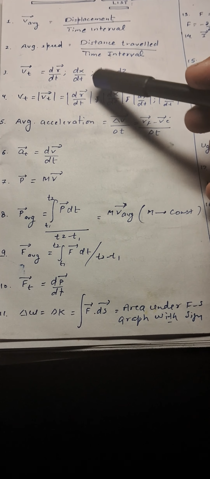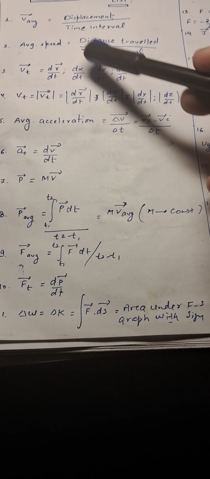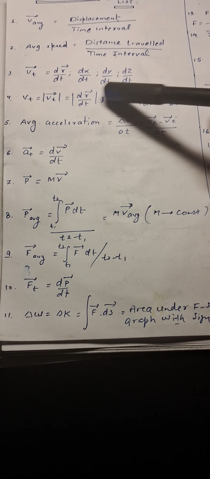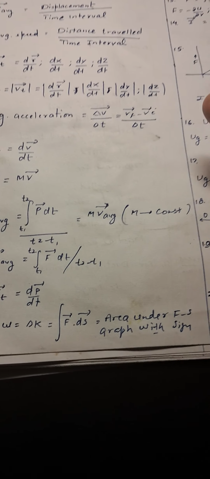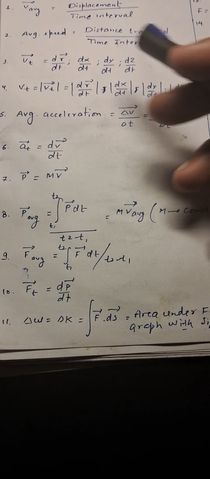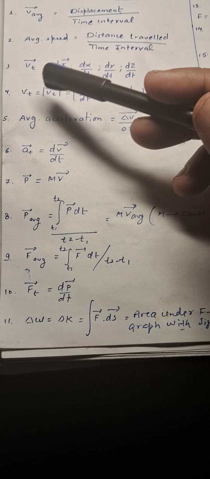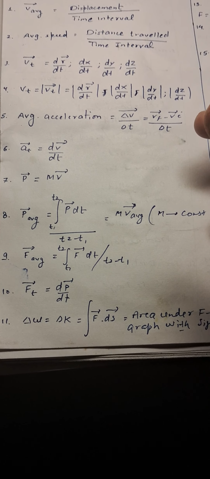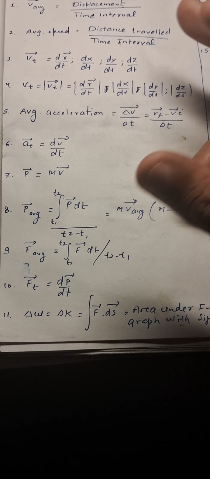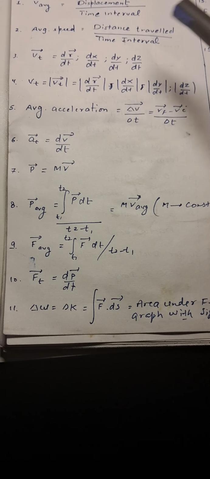If we talk in terms of coordinates x, y, and z, instantaneous velocity becomes dx by dt, dy by dt, or dz by dt if we are talking in terms of x, y, and z coordinates in a rectangular coordinate system. So that explains how instantaneous velocity can be calculated in different cases. So that's the general analysis of instantaneous velocity.